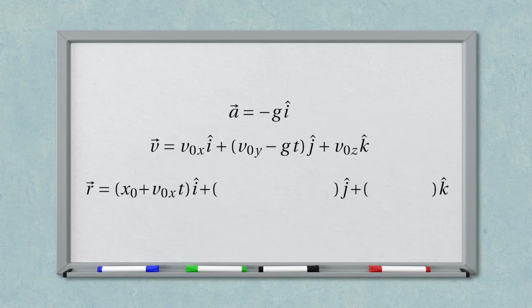The y position, if you remember from the previous lecture, is the initial y position plus v0y t minus 1/2 g t squared. Here's the term that comes from constant acceleration, and it's only in the y term because only gravity is acting, and that's only in the y direction. And then the z term is just z0 plus v0 in the z direction times t.